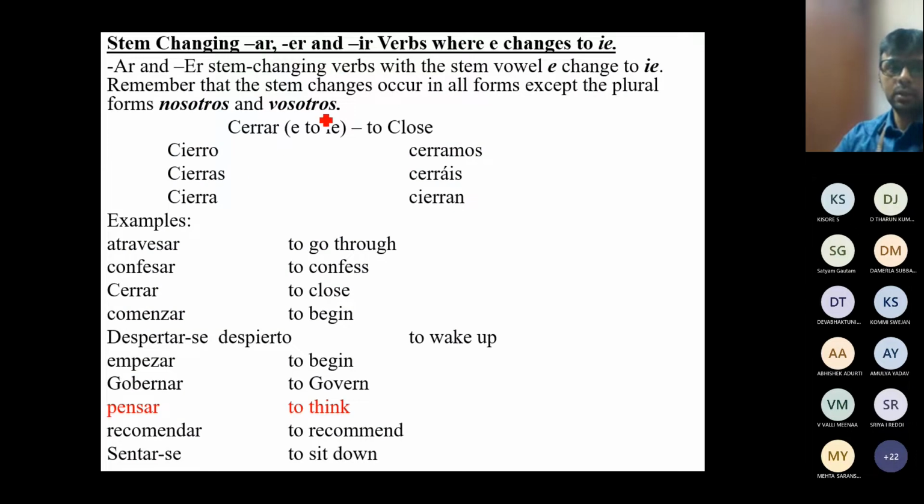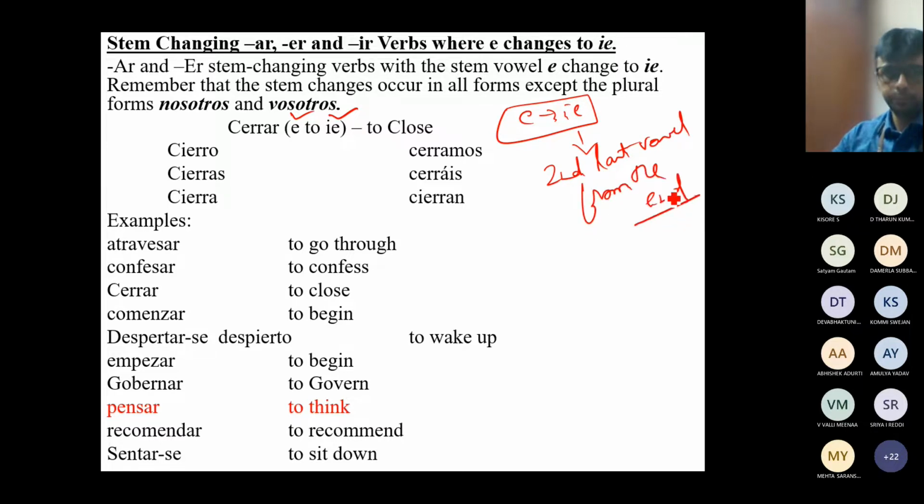Now then comes the second category of stem changing verbs where E changes to IE. Okay, so this is very important. And here also, when will you do this? Only with the second last vowel from the end. Okay, when I'm saying second last vowel, you just count the vowels, do not count the number of E or number of I separately. Okay, just consider it as a vowel and then count it from the last. So if it is already 2, then you can just change that.